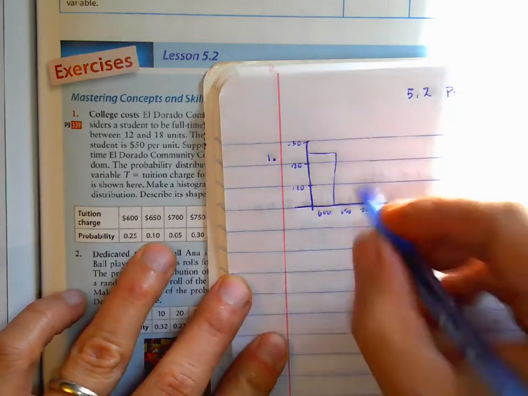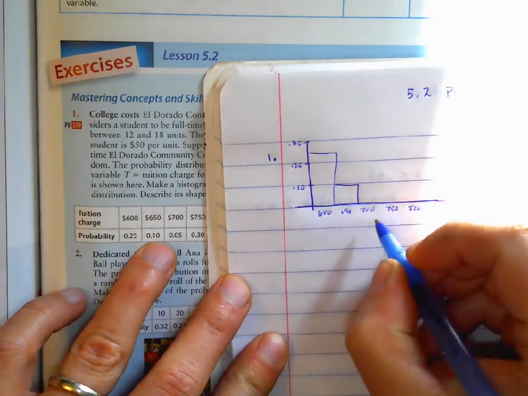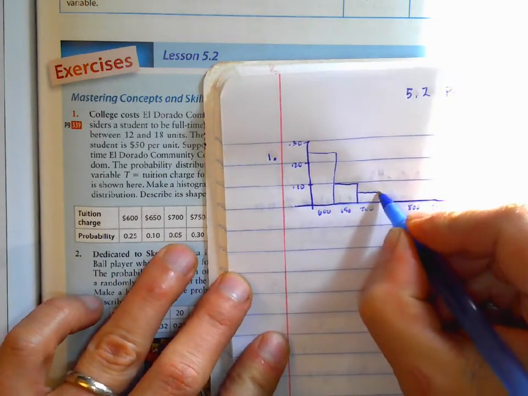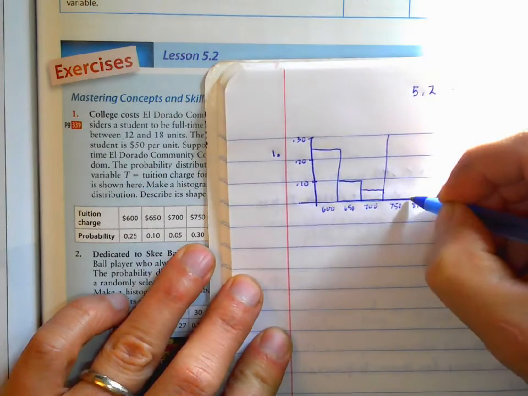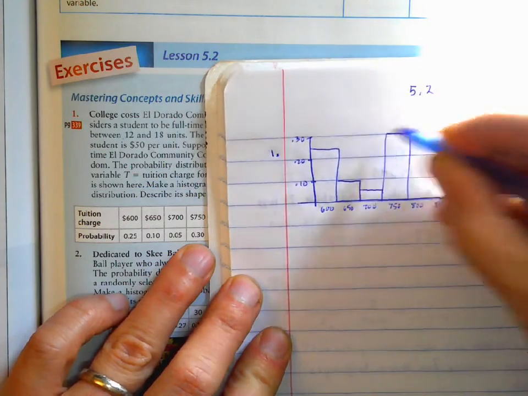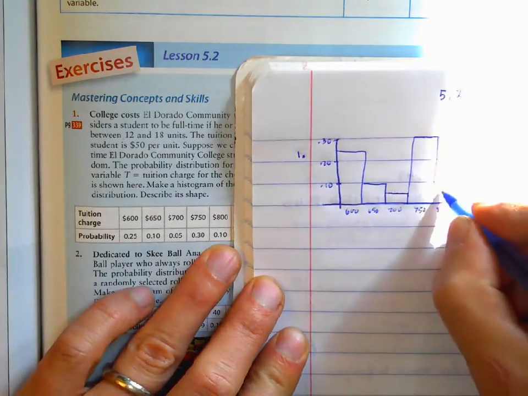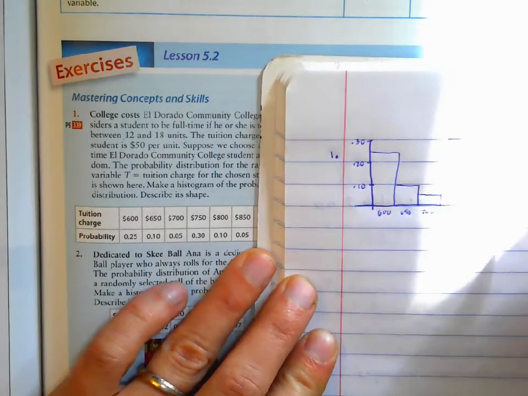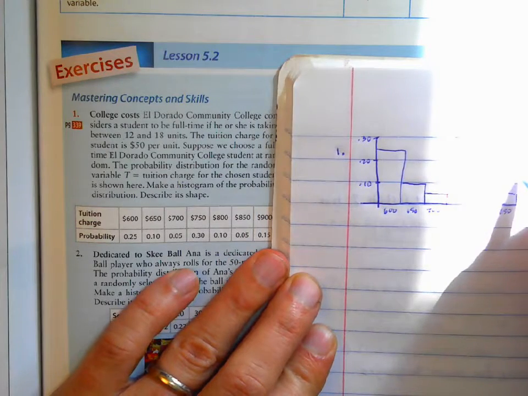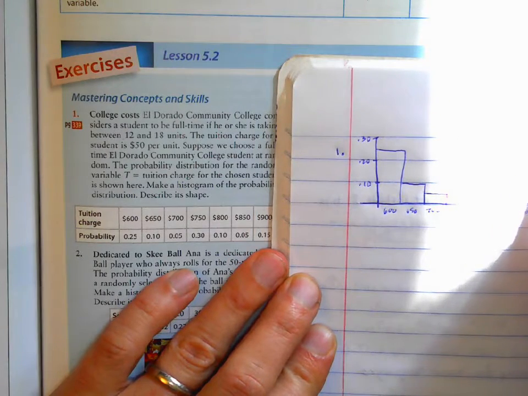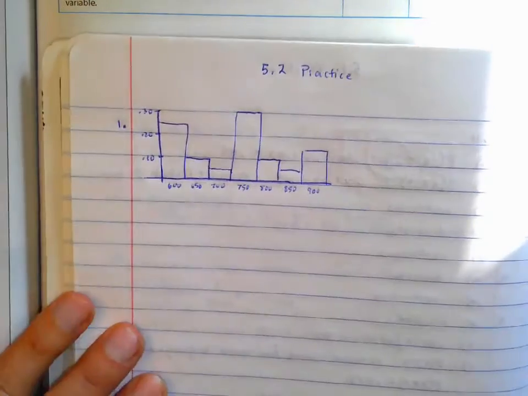650 happened 10% of the time. 700 was 5% of the time. 750 was 30% of the time. 800 was 10%. 850, 5%. And 900, 15%. Okay, so there's your histogram.